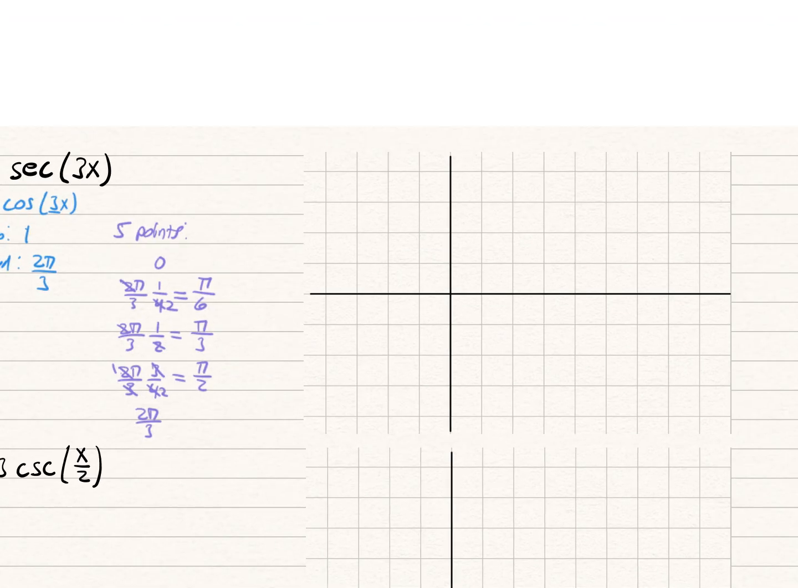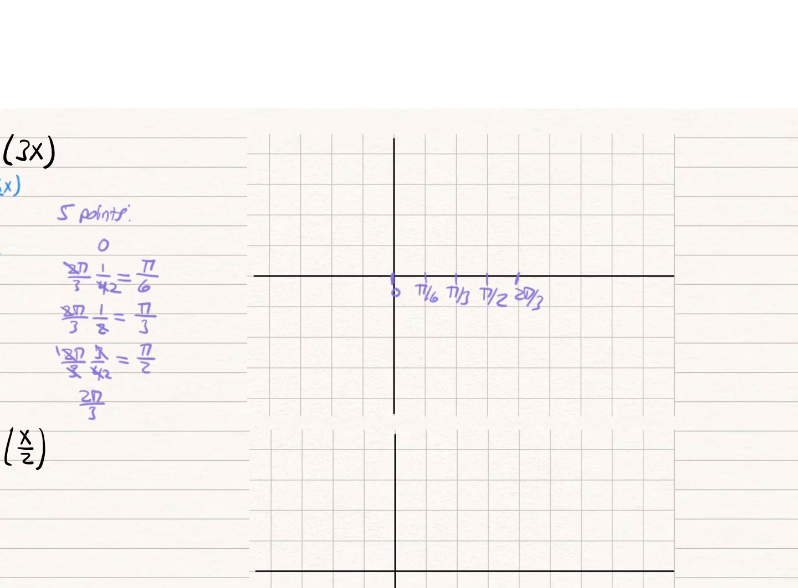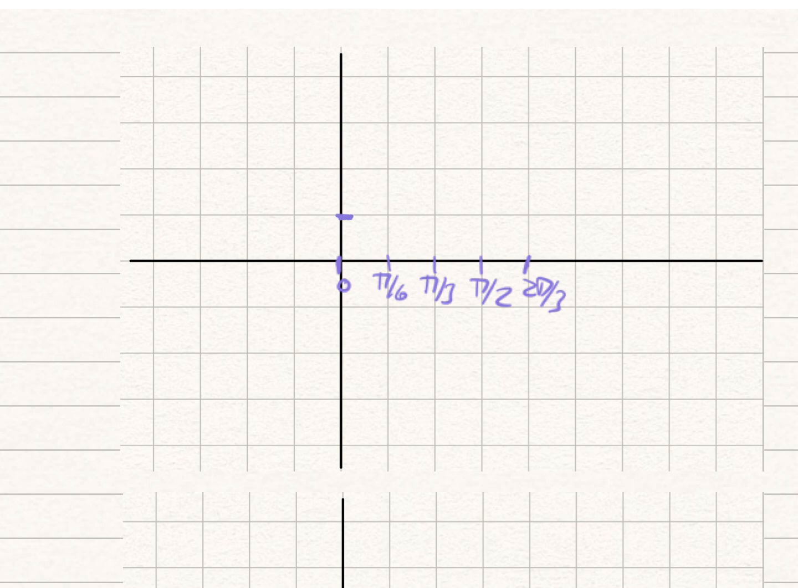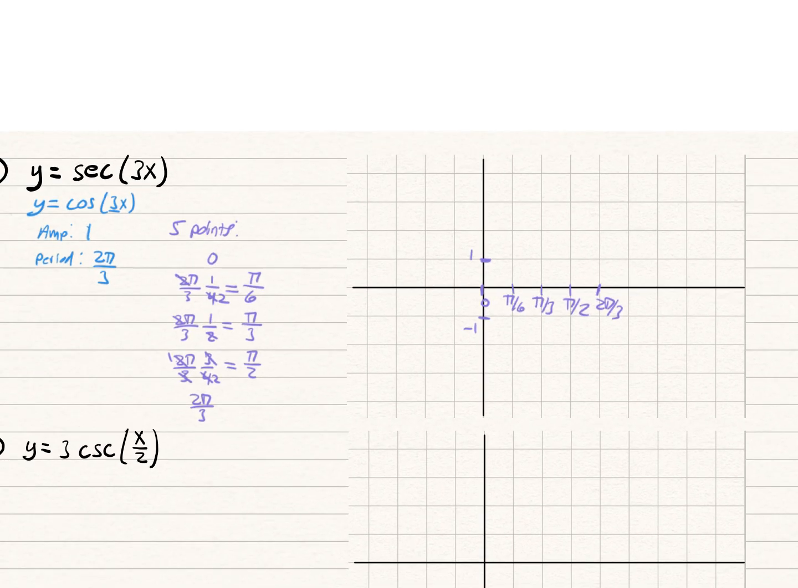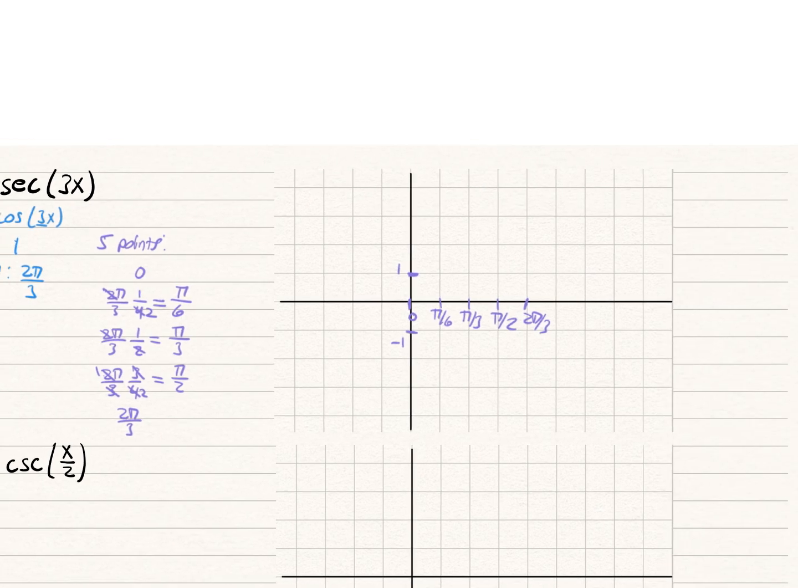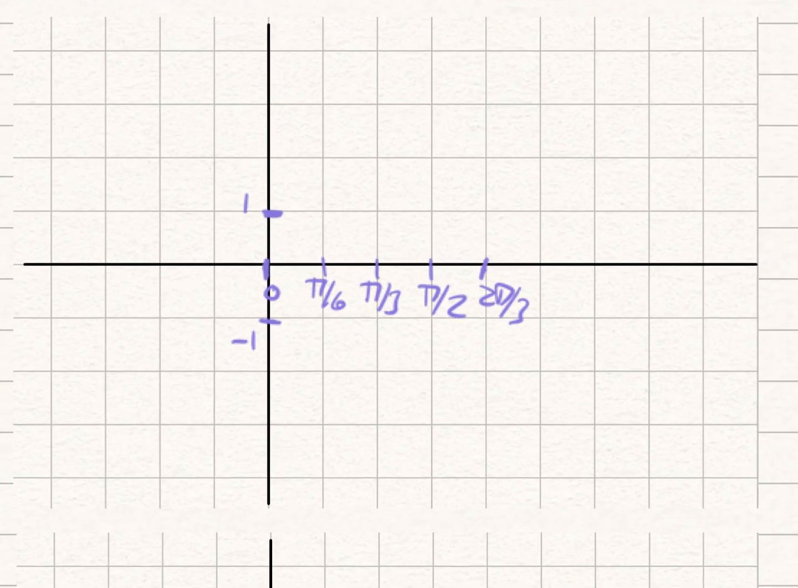This is a blank graph, so you can just go ahead and label them, right? So 0 is going to go right here. Pi over 6 is going to go right here. Pi over 3 is right here. Pi over 2, and then 2 pi over 3. My amplitude was 1, so I'm just going to mark 1 and -1. And the reciprocal of secant we said is cosine, so I'm going to graph a cosine curve, right?